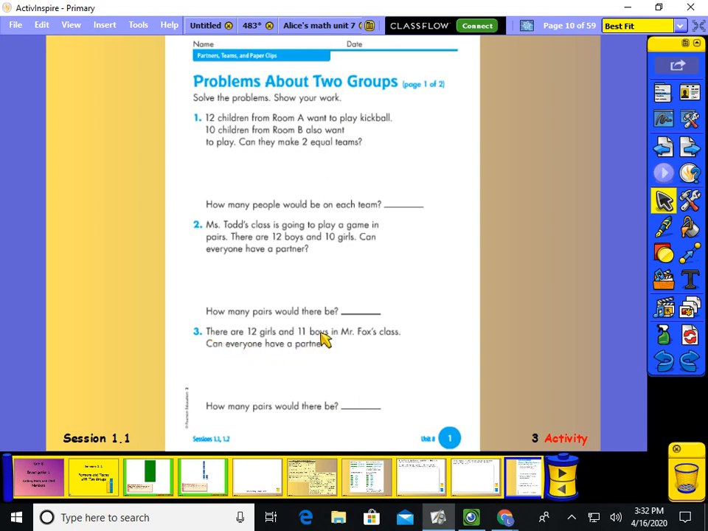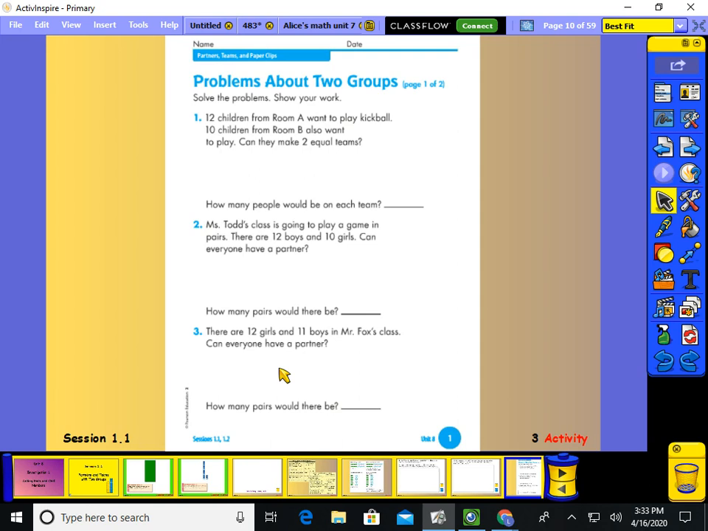So can everyone have a partner? I already know the answer is no, because when you add an even number to an odd number, it creates an odd answer. You can still have pairs. It says, how many pairs would there be? So we would start drawing our 12 girls paired up, and there would be 6. Some people will say, well, I know 6 plus 6 is 12. And instead of drawing, they would probably just write that double sentence. When they get to 11, they might write 5 plus 5 is 10 plus 1 more. So we realize that we'll have 6 pairs of girls and 5 pairs of boys. So we'll still have 11 pairs.